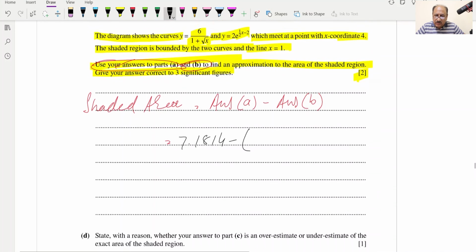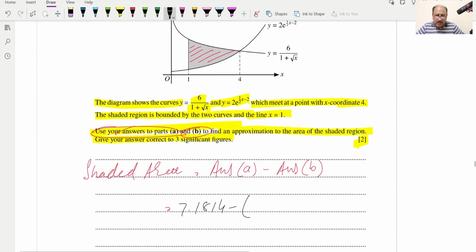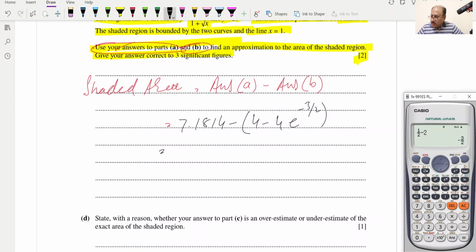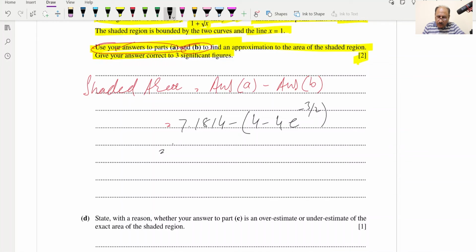7.1814 minus answer B. Just now we found 4 minus 4e raised to the power minus 3 by 2, so 4 minus 4e raised to the power minus 3 by 2, and we have to subtract, using the calculator. So 7.1814 minus, in brackets, 4 minus 4e raised to the power minus 3 over 2, bracket closed, and this will be equal to 4.0739. The answer up to three significant figures will be rounded to 4.07, and this will be the final answer which we are done with.